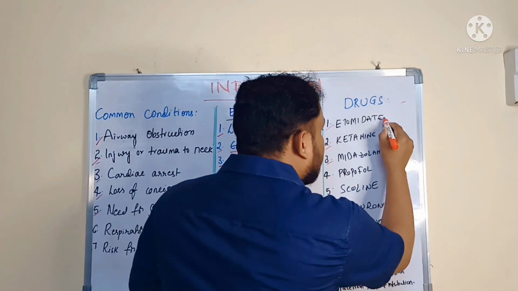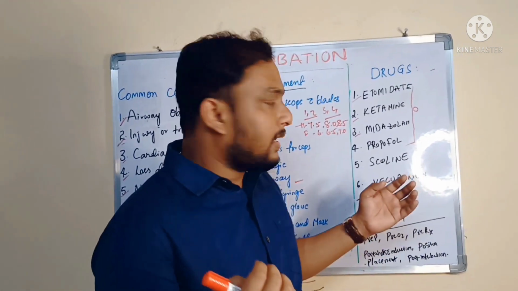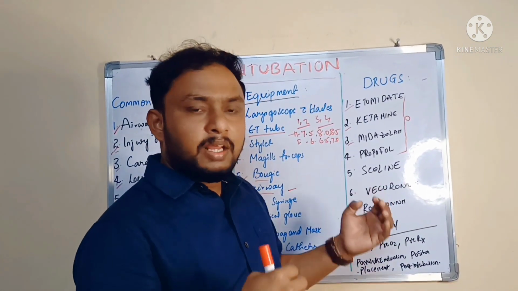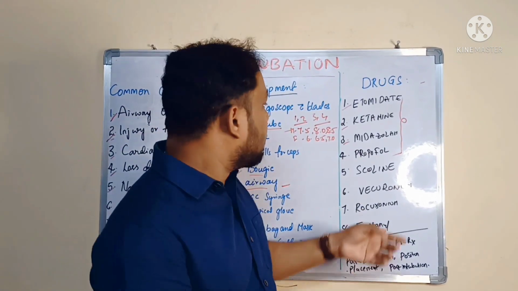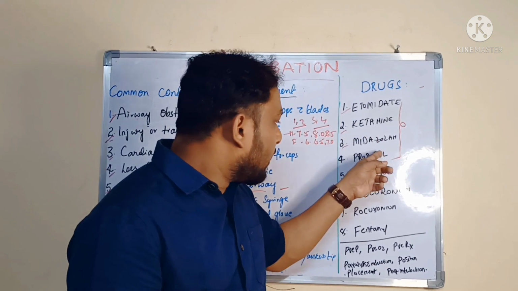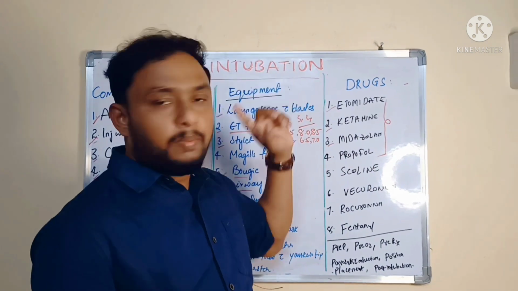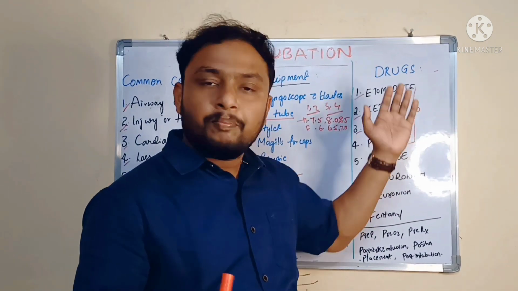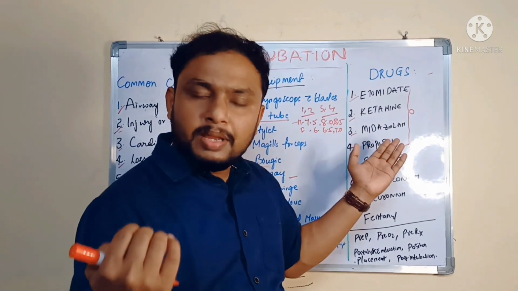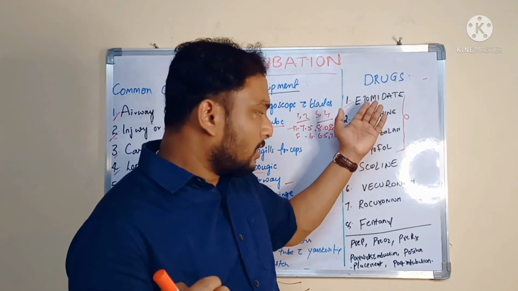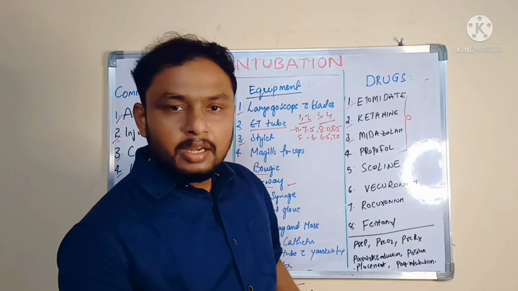I will just tell you briefly the action of these drugs. In another video I will explain, based on body weight, how much dose should be given, and the indications and contraindications, all those things. Etomidate, ketamine, midazolam, propofol are the commonly used induction drugs for intubation. These will sedate the patient. Based on the patient's clinical condition, we will use different drugs. Out of these four, any one can be used: midazolam, propofol, ketamine, or etomidate.